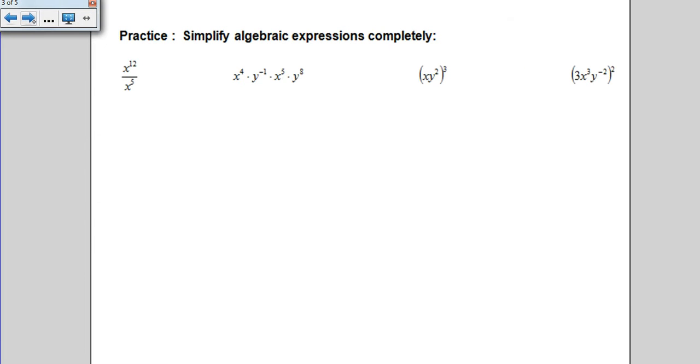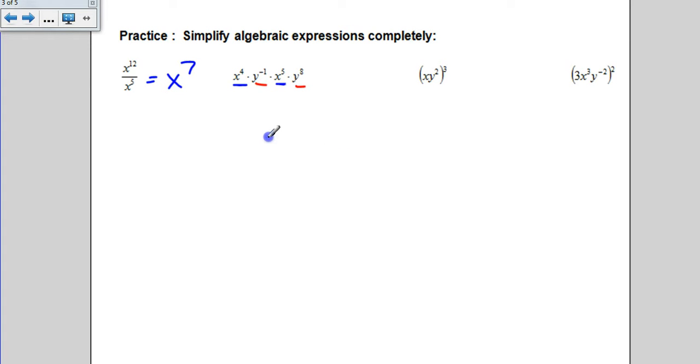So some examples here, and they're all mixed together, different properties. The first problem is the quotient of powers. So the rule says we're supposed to subtract the exponent, so this becomes x to the 7th power. Now when I look at the next example, I can only combine the like bases. So I'm going to combine my x's together using the product of powers property, and I'm going to do the same thing with the y's.